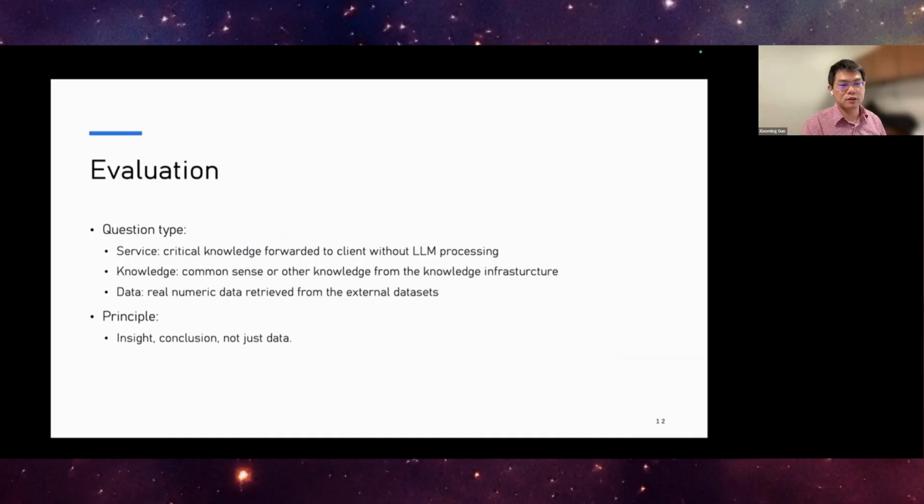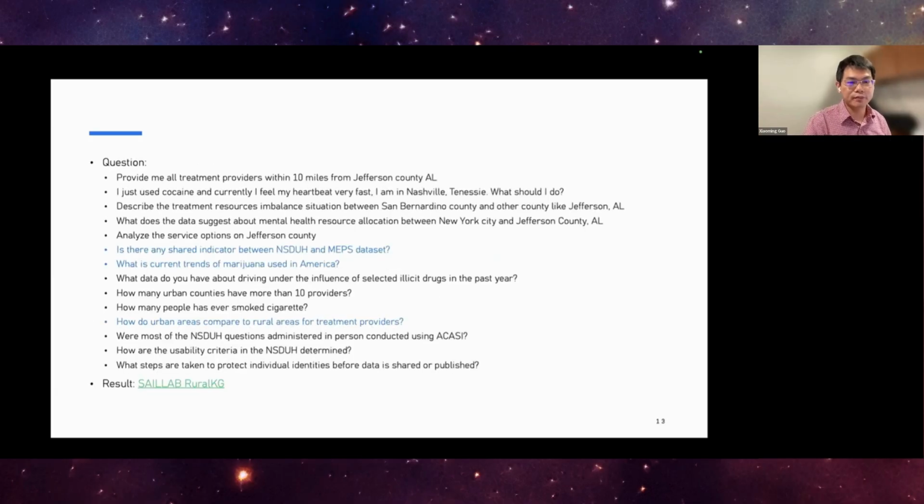Finally, evaluation. As mentioned before, we incorporated 3 types of the questions in our evaluation process: the surveys, knowledge, and data. And also we set out the principle of our evaluation is that we do not only deliver the data itself, we also would like to deliver insights and a conclusion. Here is the question design. For the first question, provide me all the treatment providers within 10 miles. You can consider this is a knowledge and data delivery question with a calculation process.